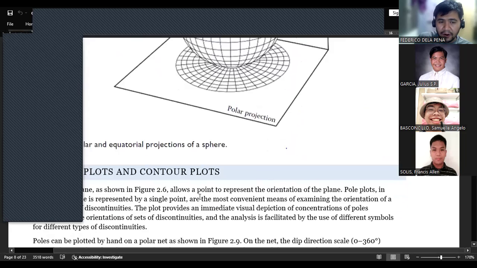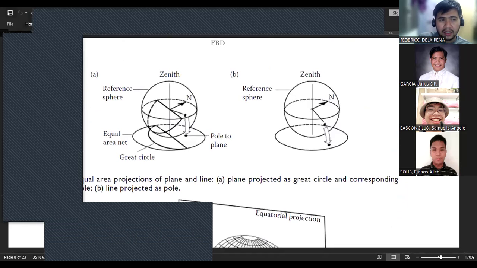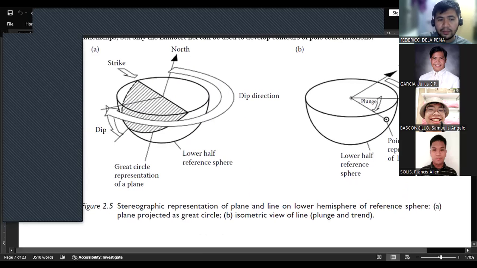Now, for kinematic analysis, what we're going to be using is not the arc plot or the arc representation. What we're going to be using is the point or the pole plot.